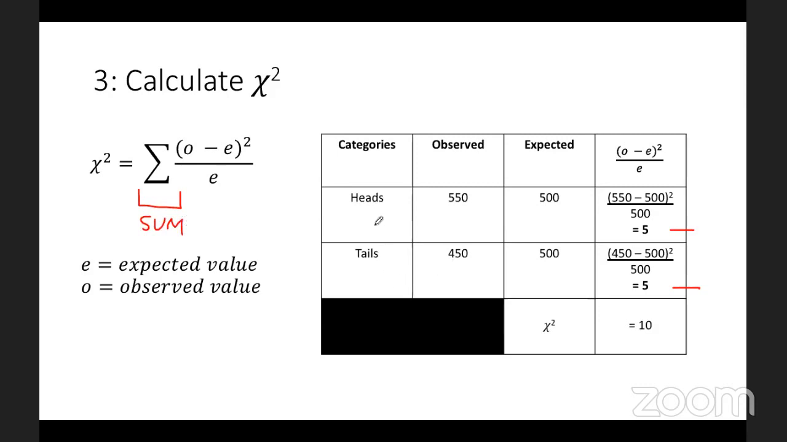And the reason I like to organize my table like this is because it makes it really easy to add. So all we have to do at this point is take this value and this value and add them together. And plug that in here to figure out that our chi-square statistic is 10.